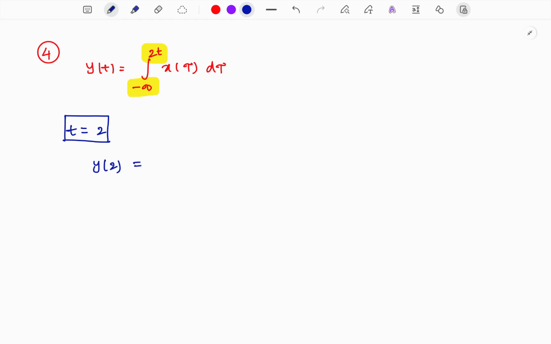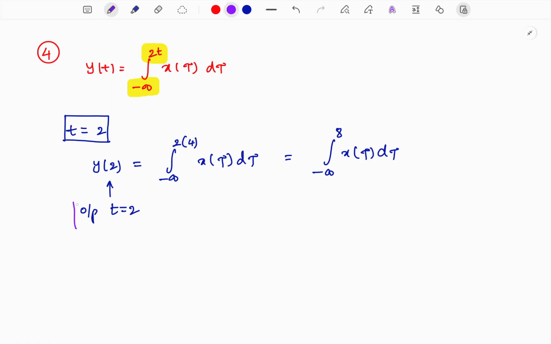Then y(2), the output at t = 2 seconds, is the integration from minus infinity to 2t, which is 4, of x(tau) d tau. The upper limit becomes 4 and then 8, x(tau) d tau. This is the present output, but by expanding this, we are getting input at t = 8 seconds. Actually we are taking the output at t = 2 only, but we are getting the input at t = 8 seconds, which is a future input. It depends on the future inputs.